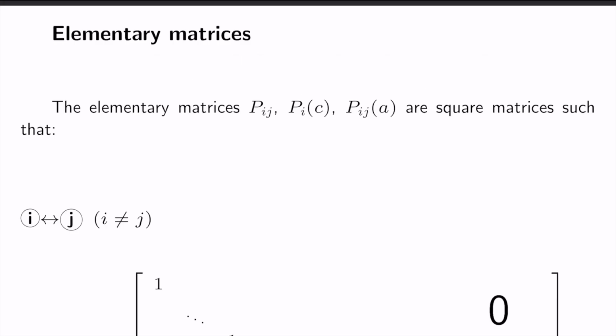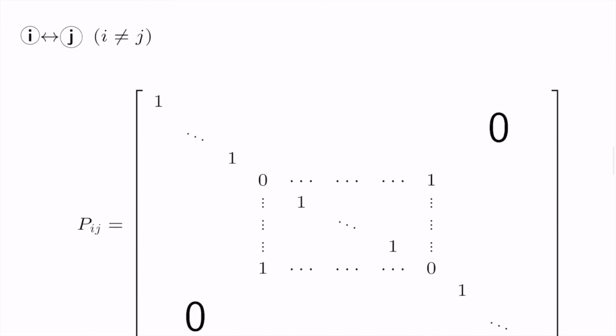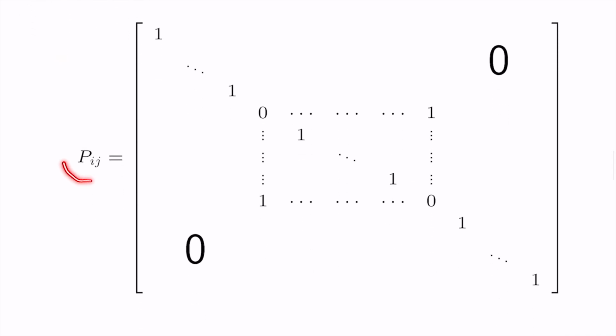Now let's define the elementary matrices more formally. So we have three kinds of elementary matrices: swapping two rows, multiplying one row, and adding to one row a multiple of another row. So the first thing is swapping the row i and the row j. That matrix is denoted by Pij, which is defined as this.